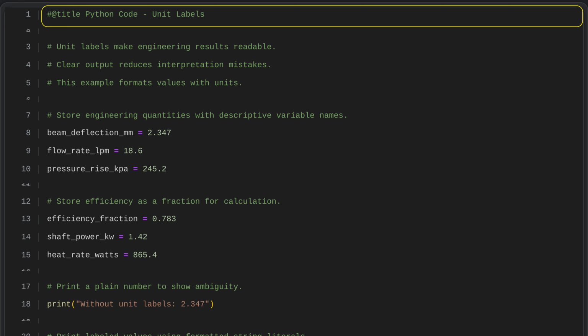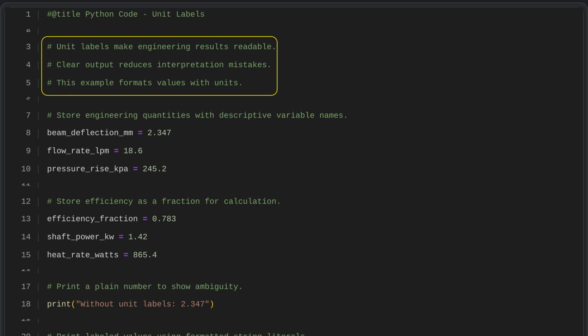Python code. Unit labels. Unit labels make engineering results easier to read and help prevent interpretation mistakes. Formatting values clearly with their units makes output more understandable and reliable.